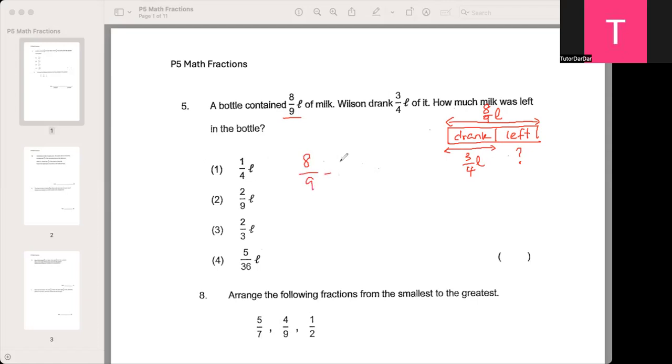8/9 minus 3/4. So we have 9 and 4. We have to find the common denominator, which is times 4, times 4, then times 9, times 9. So we were left with 32/36 minus 27/36, equal to 5/36. So the answer is 5/36.